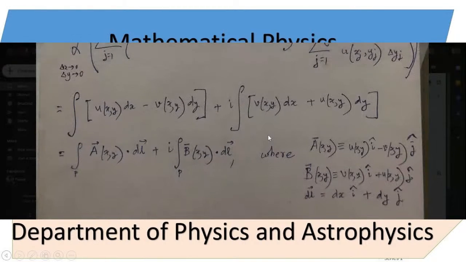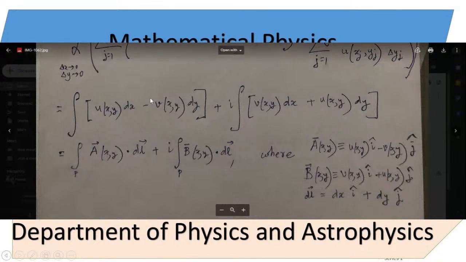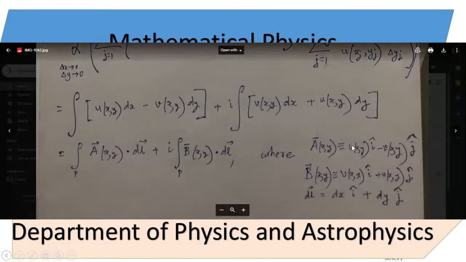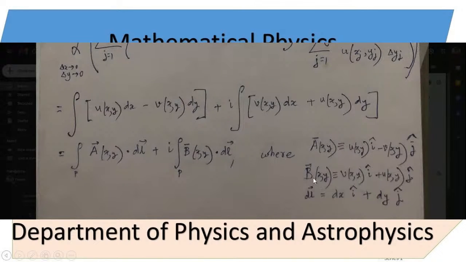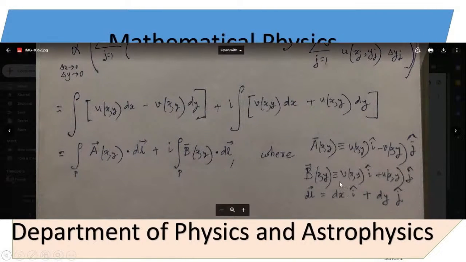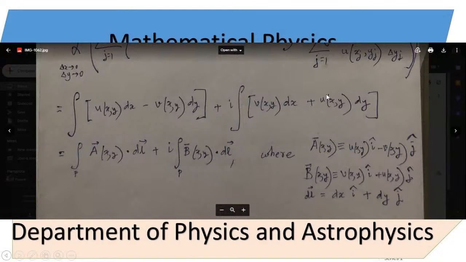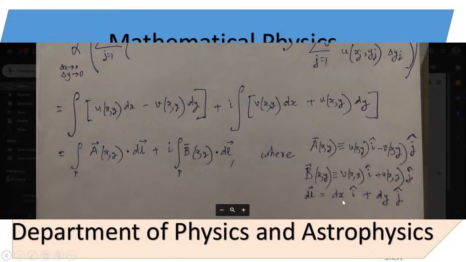So suppose I now treat the xy axis to be the usual Cartesian xy axis, and I'll call u to be the x component of a vector field A and minus v to be the y component of the vector field A. Similarly, for another vector function B, v is the x component of the vector B, while u is the y component of the vector B.